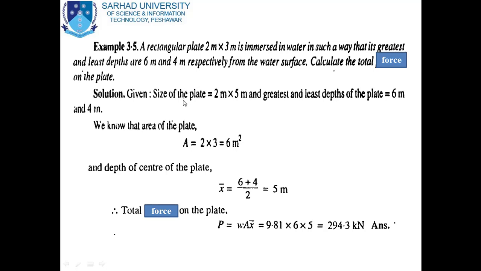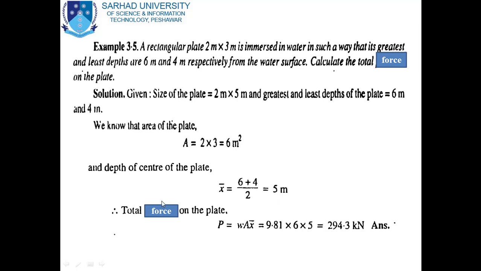So first of all, write the given data. In the given data we have the size of the plate, which is 2 meter into, this is not 5 meter, this is 3 meter. Mistakenly it is written as 5 meter, it is 3 meter. And the greatest and least depths are 6 meter and 4 meter. First of all we will find the area of the plate. So the area of the plate is equal to 2 meter into 3 meter equal to 6 square meter. And the depth of the center of the plate x bar is equal to 6 plus 4 divided by 2, equal to 5 meter.